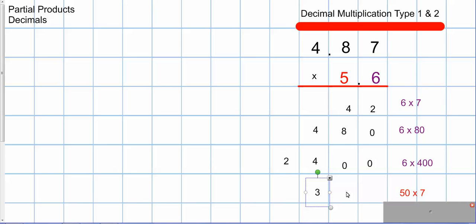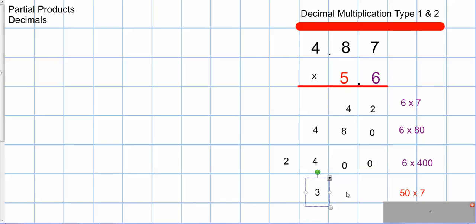Okay, still one last to go. So 5 times 400, so 5 times 4 is 20, plus I add 3 zeros. So 20, 3 more zeros. Then I finally add them together.